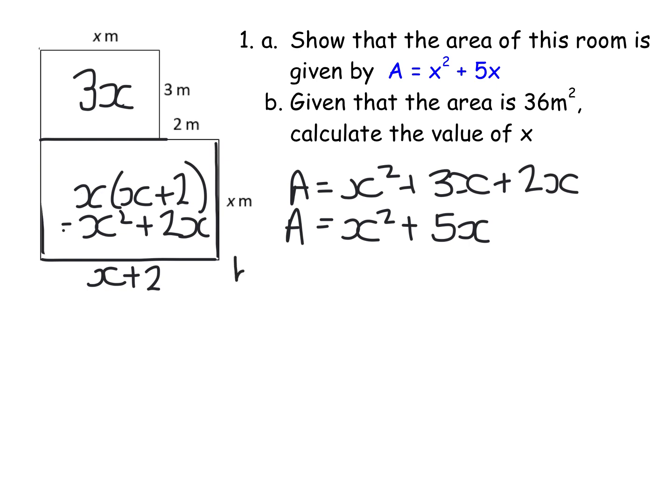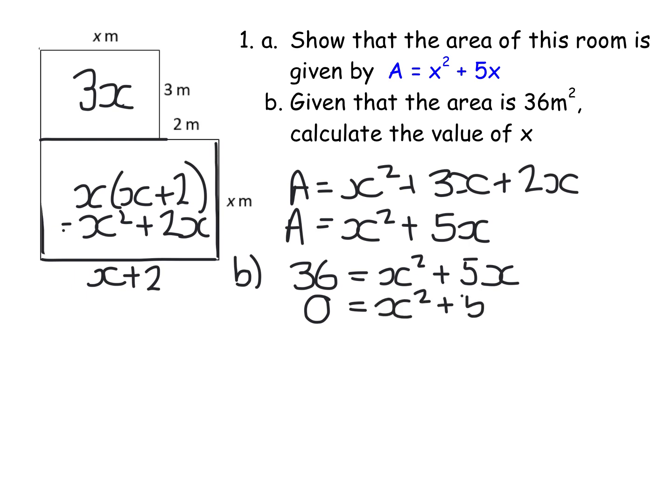So part B, they've told us the area is 36, so we replace A with 36. Now these questions, 9 times out of 10, are all about taking everything to one side and factorising the trinomial. There is an odd occasion where it asks you to find your answer to one decimal place, which means the quadratic formula is involved instead of just plain old factorising. So I'm going to bring the 36 over to the right hand side, which will give me a negative 36, and then I have what you recognise as a basic trinomial.